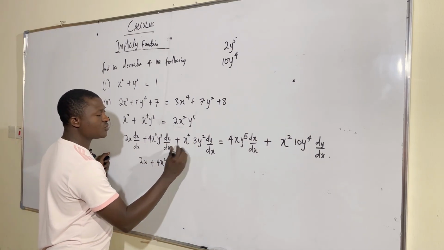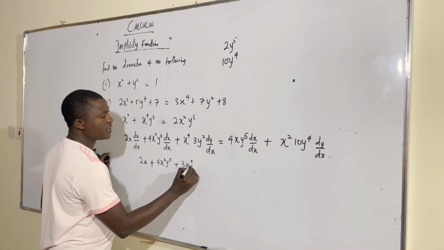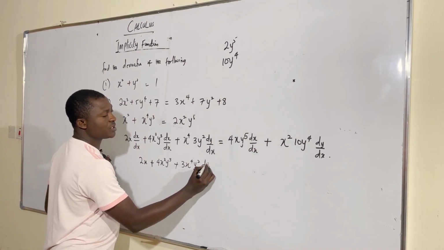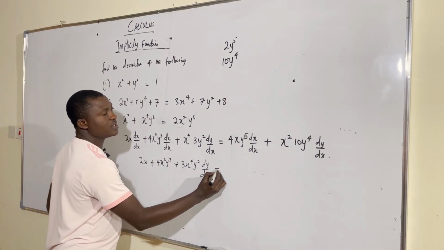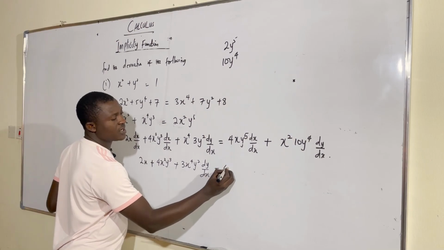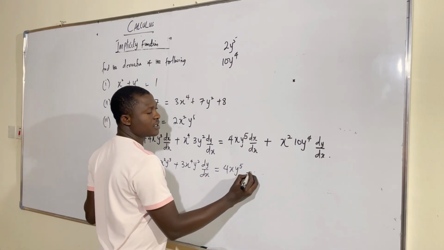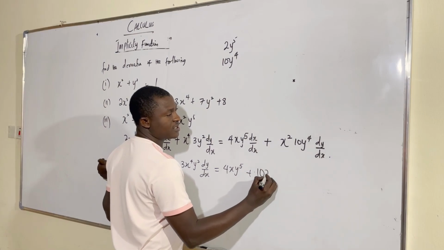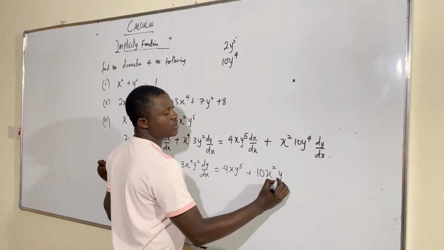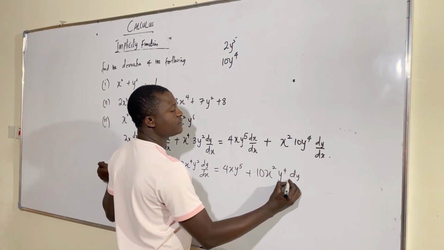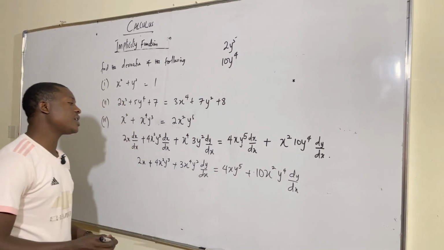So I can arrange this one. This one can be 3x^4 y squared dy/dx is equal to this one too, 4x y^5, because dx/dx is 1. Then I can arrange this one too as well. That is 10x squared y^4, then I will have dy/dx. So what is going to be the next step?